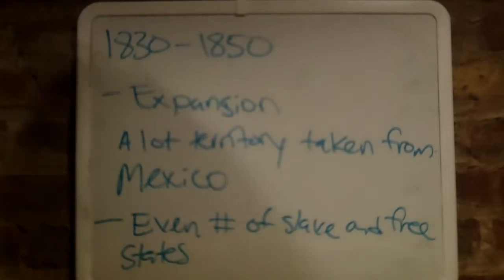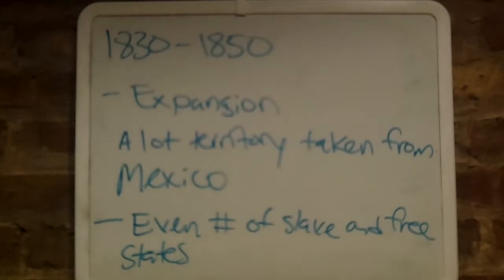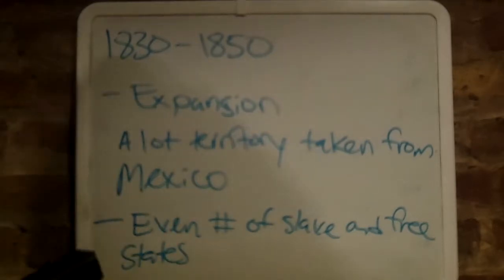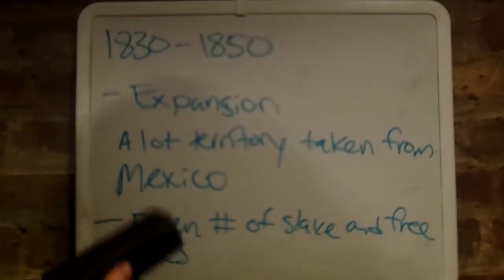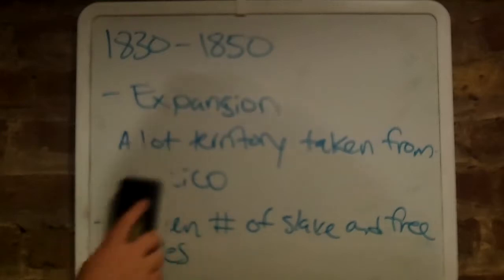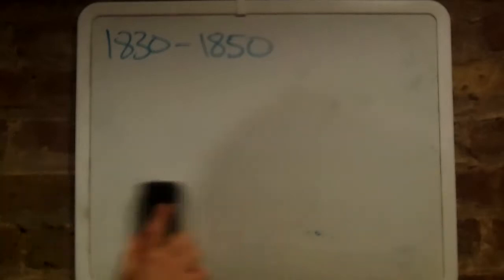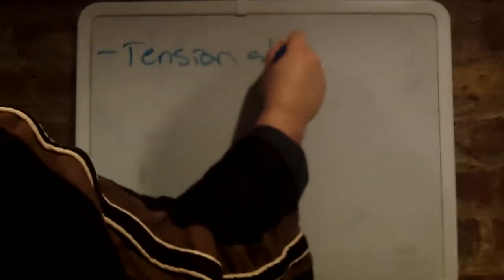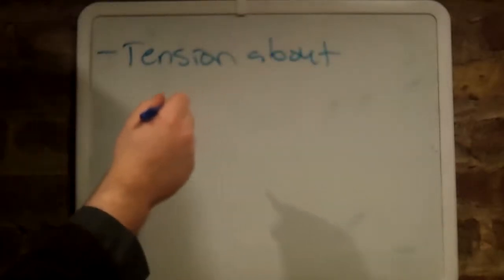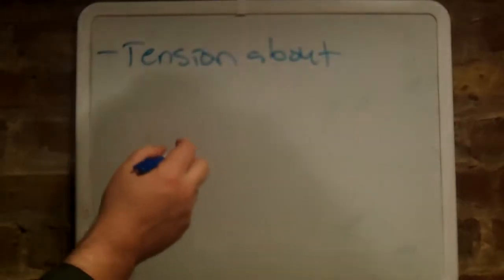there was an argument about how, with these new territories, when they became states, would they be slave states or free states? And so both sides wanted to shift the balance in their favor. And so this tension about what to do with the new territories is one of the main reasons for the Civil War.